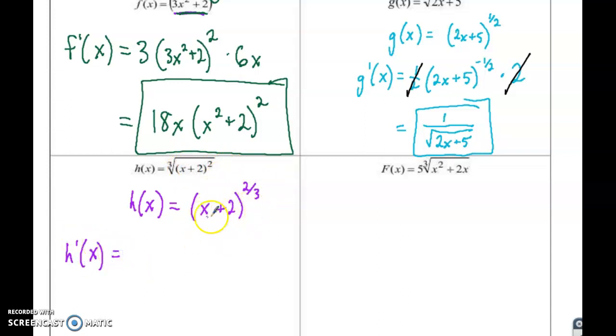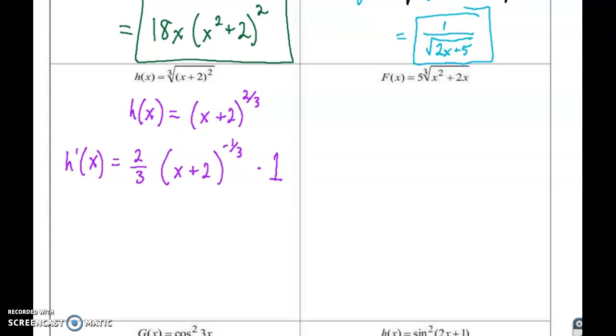So your inner function is x plus 2, notice the parentheses, and then to the 2/3 power, so bring the 2/3 in front. That function is now to the negative 1/3 power. Why? Because you subtract 1 from 2/3, you get negative 1/3. You leave x plus 2 alone. Now you do want to practice the chain rule, but the derivative of x plus 2 is just 1. So you're sort of wasting time to do that, but it is good practice.